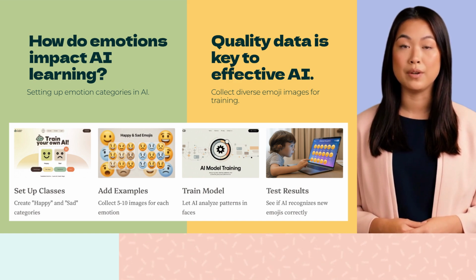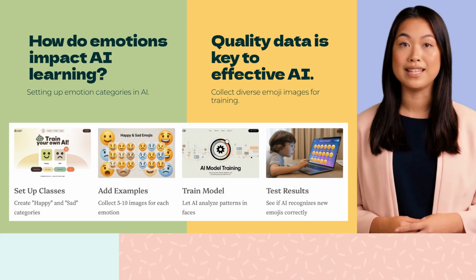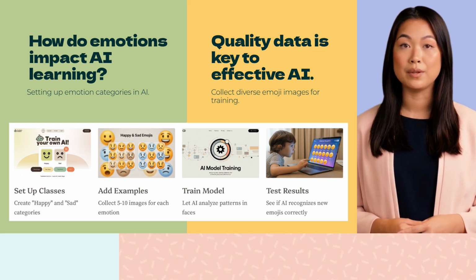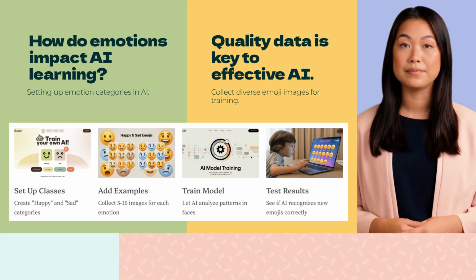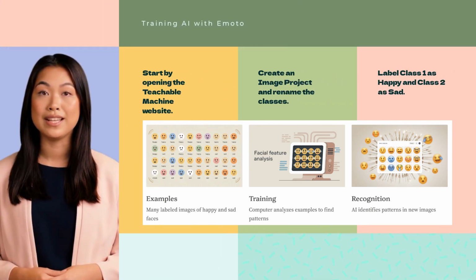The cool part is we don't have to write any code to do this. We'll use a special tool that lets us train a machine learning model just by feeding it data. Emojis make this easy because they're simple and clear. By the end, our AI will take one look at an emoji and say, "Aha, I think that one means happy." Or, "Oh, that one's a sad face." Pretty neat, right? Now it's time to get hands-on.